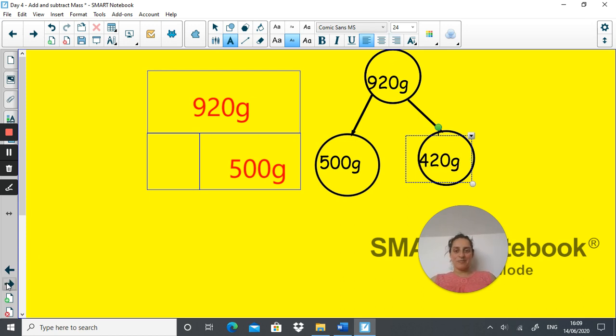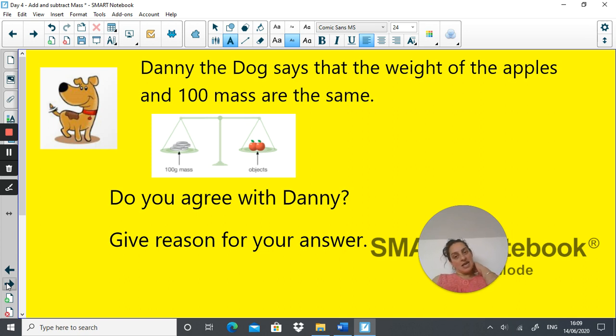Good job. Danny's back. So Danny had 2 right and 1 wrong this week. Let's see how he does today. Danny the dog says that the weight of the apples and 100 mass are the same. So he's saying, look at this scale over here. Do you agree with Danny? Give reasons for your answer.